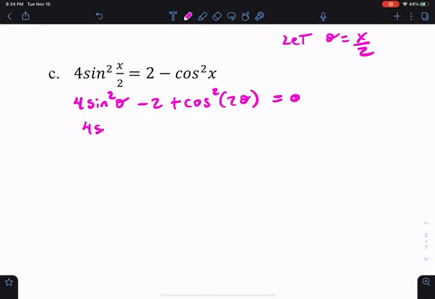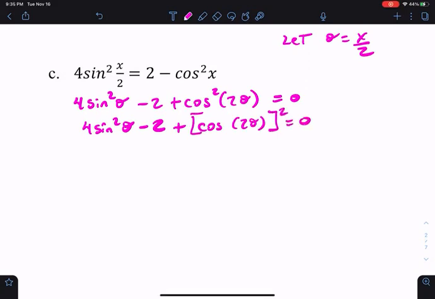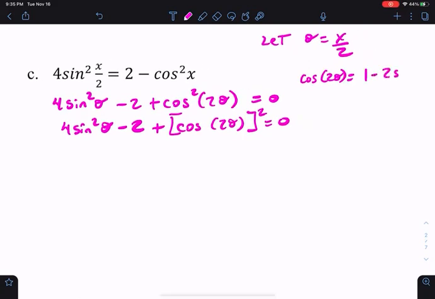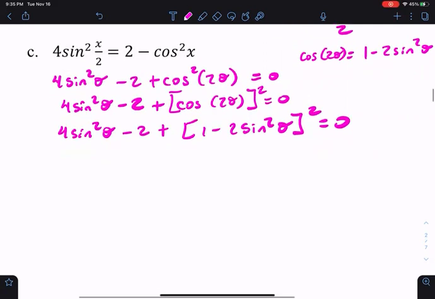Now you have 4 sine squared theta minus 2 plus, if you remember your double angle, you can write this as this. So this is squared, and this is equal to 0. If you recall, cosine 2 theta, in terms of sine, is 1 minus 2 sine squared theta. So this is 4 sine squared theta minus 2 plus 1 minus 2 sine squared theta, and this is squared, equal to 0, and we need to expand this.